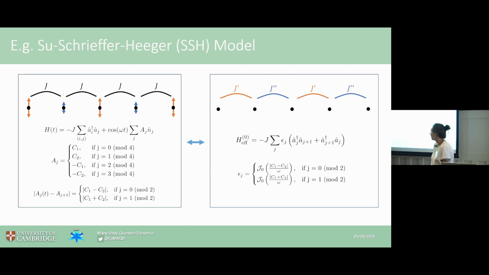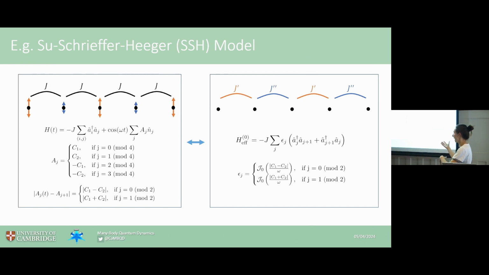And just to put this into context, into some interesting models, we can use this to generate a model called the Su-Schrieffer-Heeger (SSH) model. Why do we want to create this model? It's the simplest topologically non-trivial model in one dimension. It has edge states, and it's characterized by alternating tunnelings, J', J'', J', etc., along a one-dimensional chain. And we can generate this using this protocol by choosing driving amplitudes such that the relative change between sites alternates between two different values.